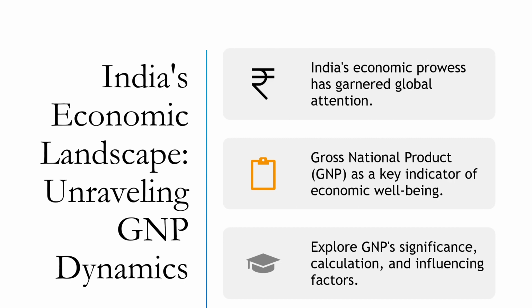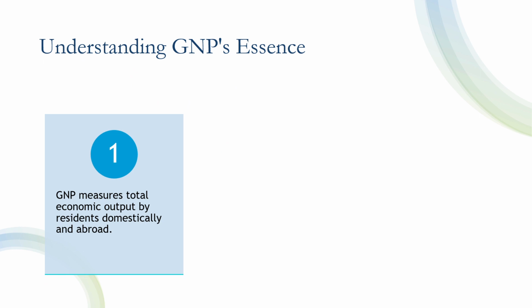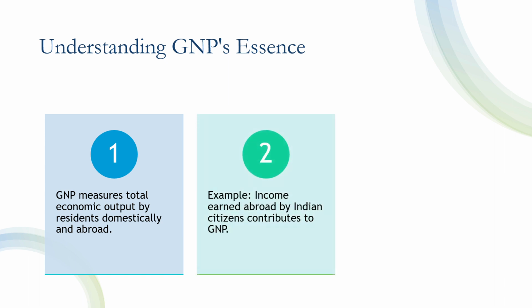At the heart of any discussion about the economic health of a country lies the concept of gross national product. Gross national product is a measure of the total economic output produced by a country's residents, both domestically and abroad. It includes the value of goods and services produced within a country's borders and income generated by its citizens working in other nations. Imagine a scenario where an Indian IT professional is employed in the United States and earns a substantial salary. A portion of that income will be considered a part of India's gross national product because it originates from an Indian citizen.